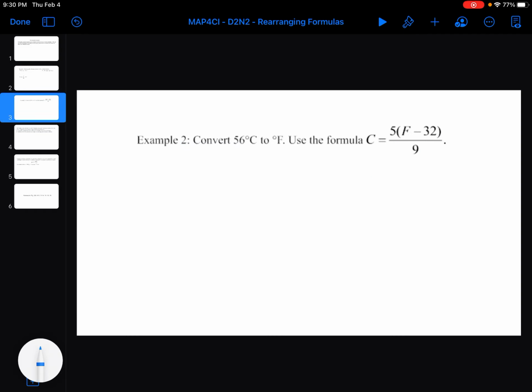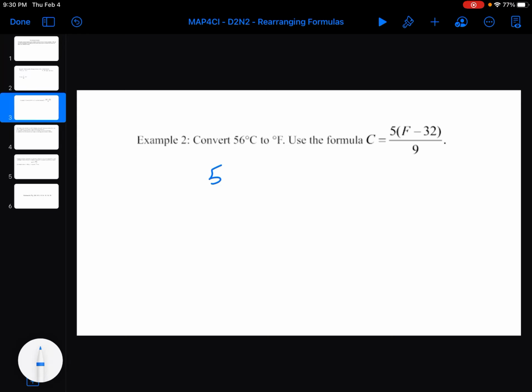We did a question similar to this where I gave you the Fahrenheit and I asked you to use this formula to find Celsius. So it says convert 56 degrees Celsius to Fahrenheit this time. So this time I've given you the Celsius formula, but you need to turn it into Fahrenheit. So there's two ways to do it. You can either substitute first, or you can solve first. So what I'm going to do is I'm actually going to substitute in first.